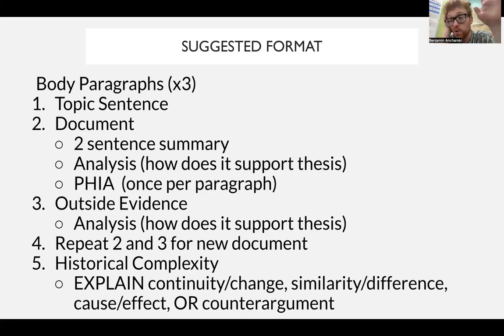Be explicit. You can say, the purpose of this document is, the intended audience of this piece is. But give a little bit of a description. How do you see that in the passage? And I'll give an example of this in just a second. Then after that, a piece of outside evidence. Then you repeat step 2, but you don't need to describe it necessarily.